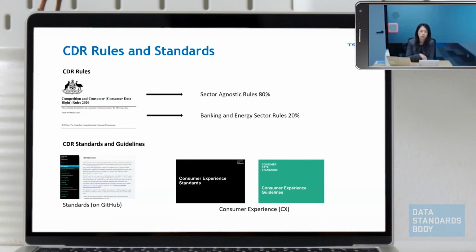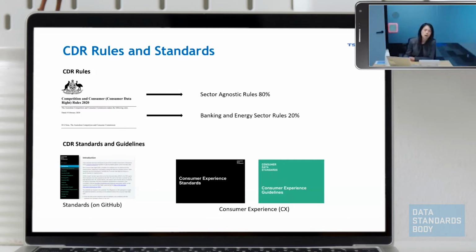And the idea there is that those specific rules can be tailored to the specific operational needs and requirements of that sector. We try to go universal wherever we can. Data sharing regimes should be as universal as they can be, but they don't always get there. So a little bit of specificity is always required. And then I'll just touch on the fact that there are also CDR standards and guidelines. The standards are on GitHub, and then there are some guidelines on things like consumer experience, explaining how a consumer should be expected to engage with CDR if they're going through that process of sharing their data.